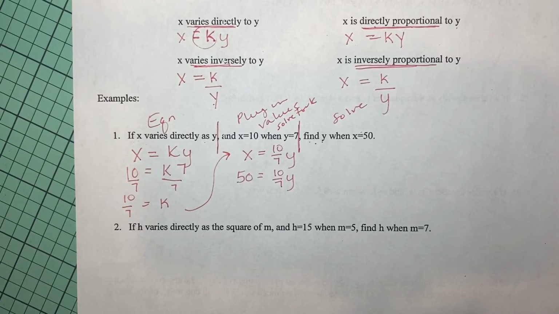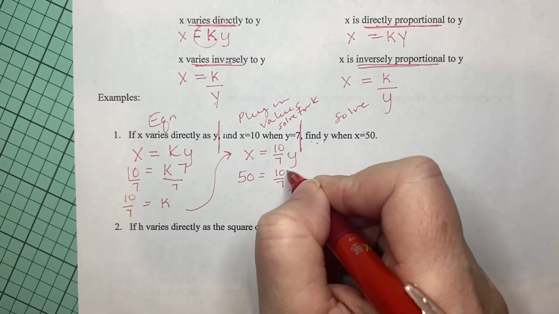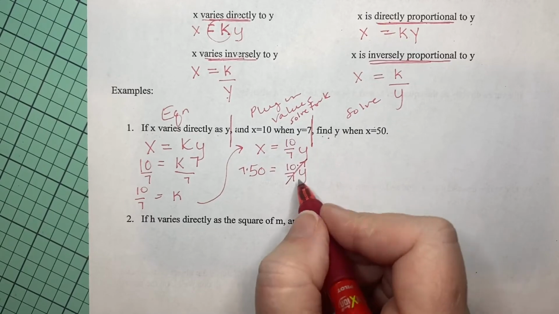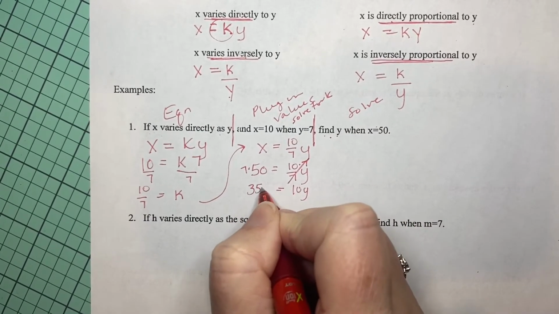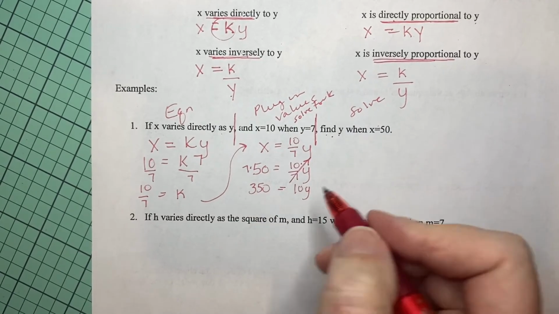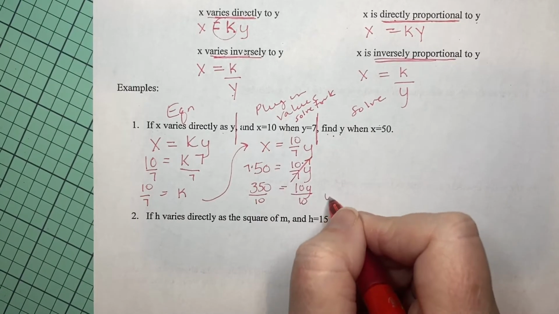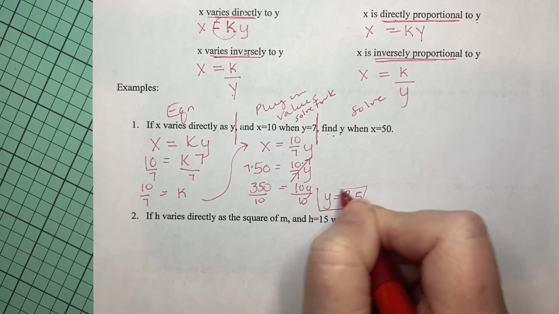People hate this one because it has a fraction. But remember, what do you do when you have a fraction? You get rid of it by multiplying both sides by 7. That cancels the 7 out and gives me 10y equals 350, because 7 times 50 is 350. Then to solve for y, divide by 10, so y equals 35. And that's your final answer.